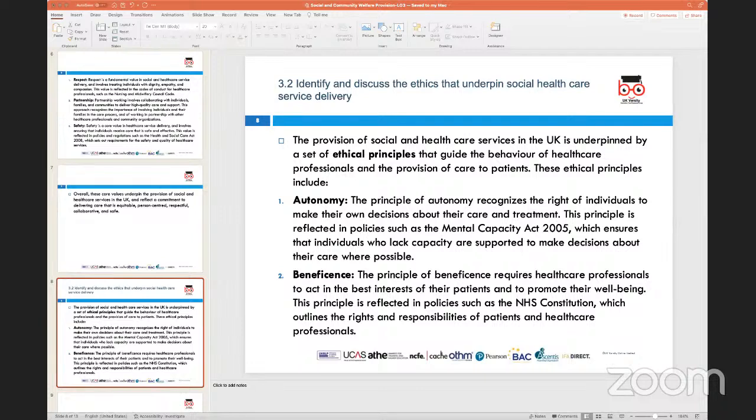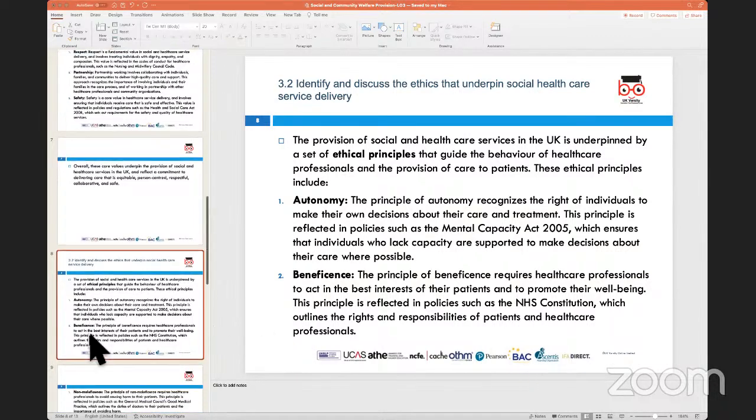So you have to respect the autonomy or the decision-making ability of the patient and their families by providing the information. And that is one of the main ethical principles that the healthcare professionals or people working within this sector have to follow. Is that okay?